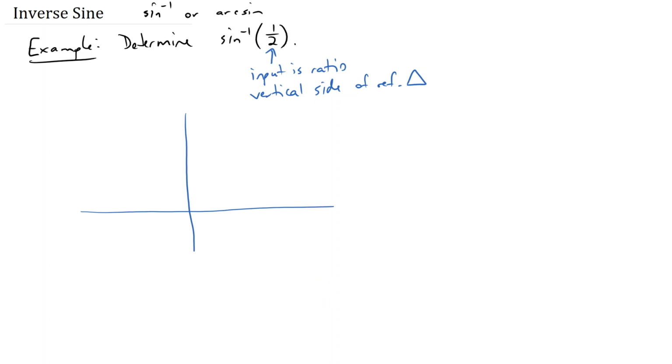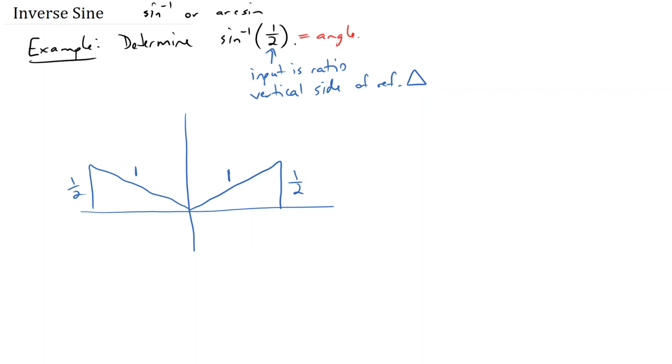That means that my reference triangle could be in the first quadrant with a positive 1/2 vertical side and a hypotenuse of 1. Or it could be in the second quadrant. Those are the two triangles that have a vertical side of 1/2. Anything in the bottom two quadrants will have a negative vertical side. So sine inverse of 1/2 also outputs an angle.